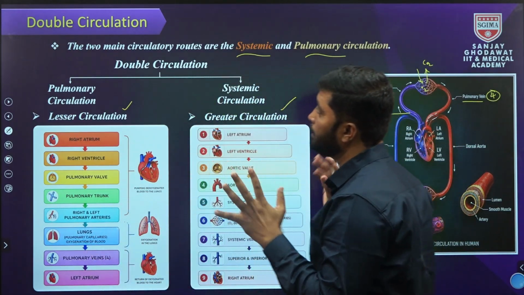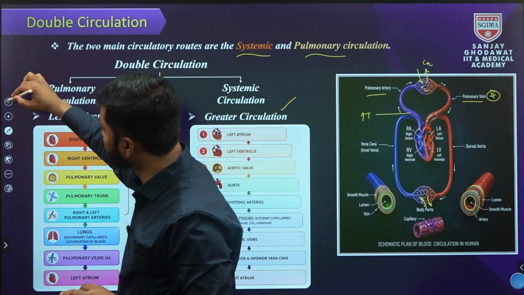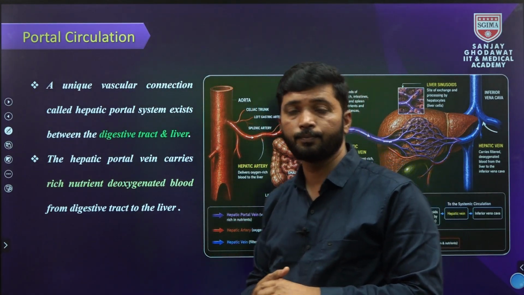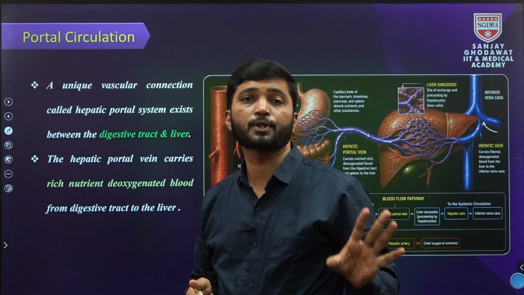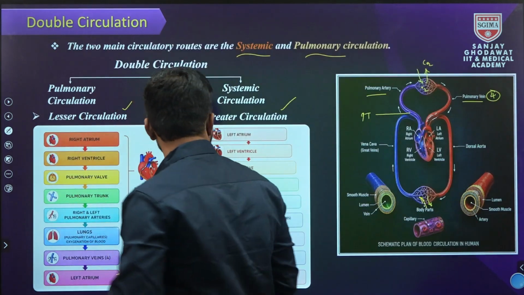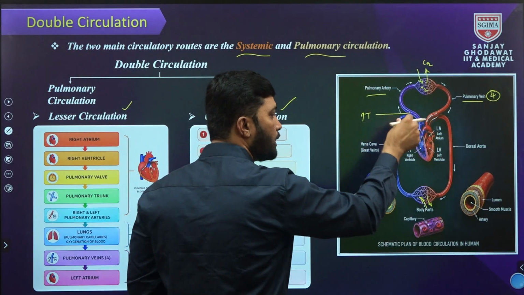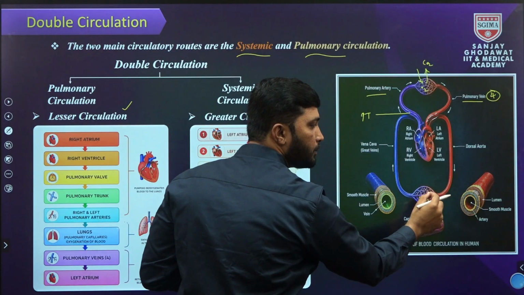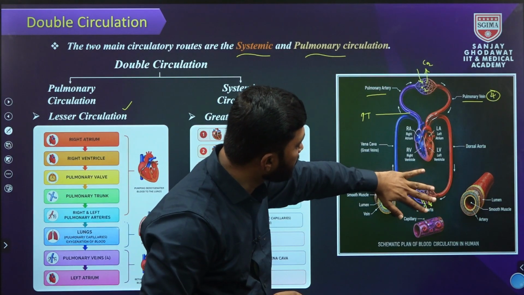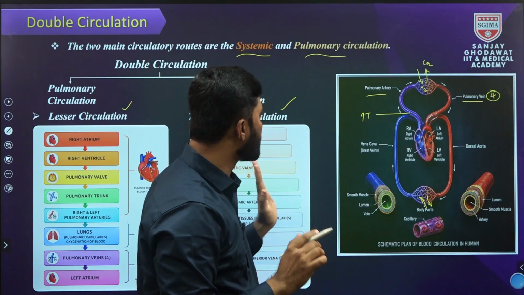This is double circulation, the pulmonary and the systemic circulation. Next, the portal circulation. What is portal circulation? These are specialized ducts. Generally, arteries start with large tubules in the heart and end with capillaries in the body tissues, whereas the venous ducts start with capillaries in the body tissues and open into a large tubule in the heart. That is the artery and vein.